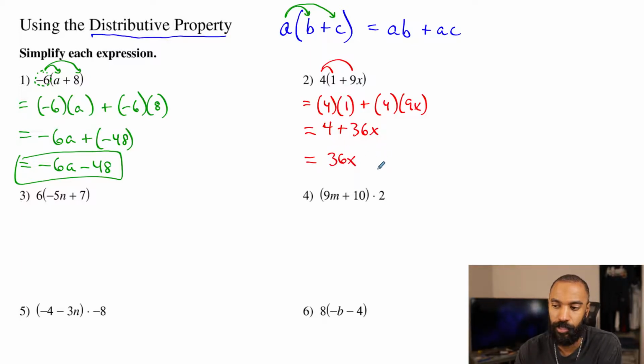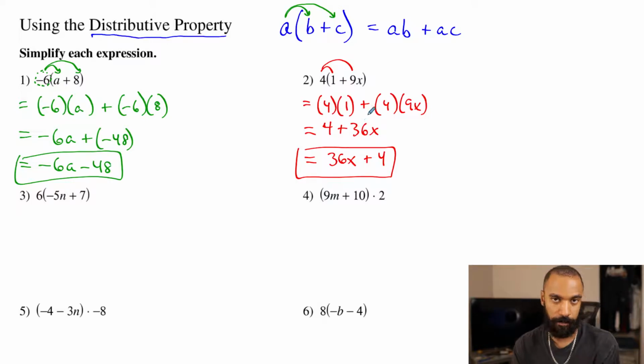There are exceptions to it, but I prefer looking at it like that. Maybe you do as well. Maybe you don't. Both answers are the same. Addition's commutative. That's another thing I'm stretching a principle of. 36x plus 4. If I looked at an answer key for this, it probably just says that one.